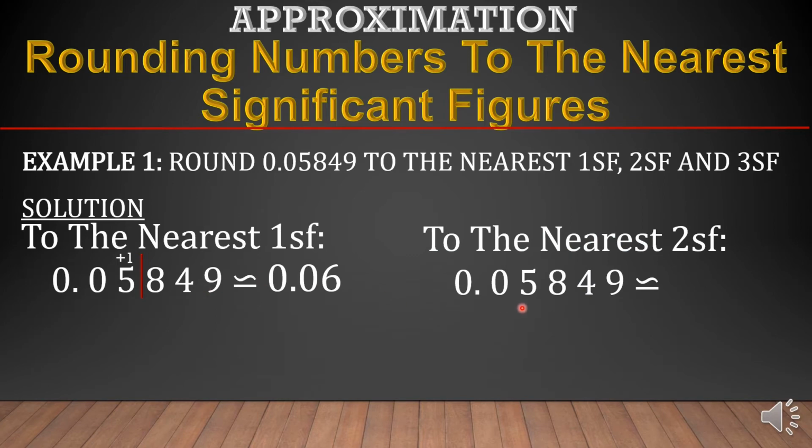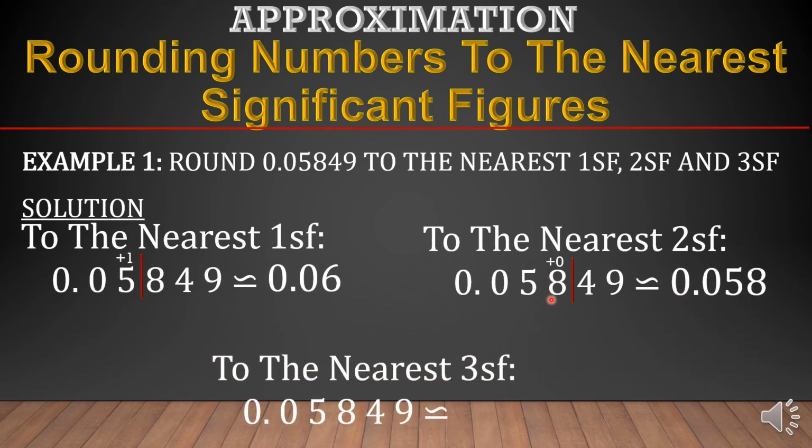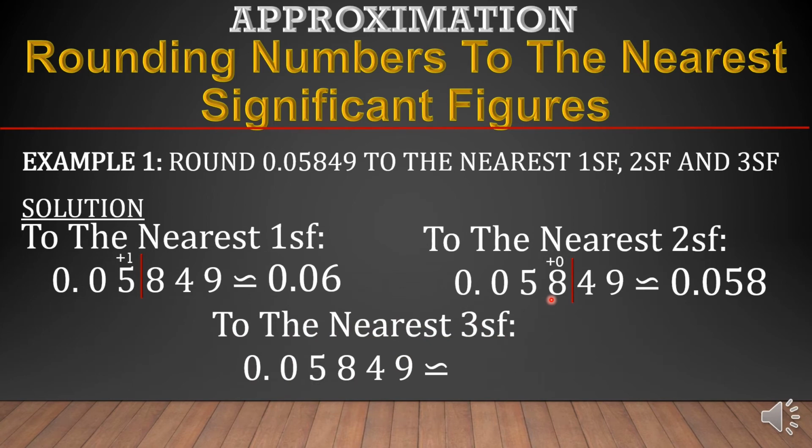My second significant figure, is it 9? No. 4? No. Is it 8? Yeah, it is 8. Because starting from here, the first is 5, the second is 8. So my line right after 8, I'll check. I'm having 4. Will I round up or down? Definitely round down. So I'll be adding 0 to the required position. So my answer is 0.058.